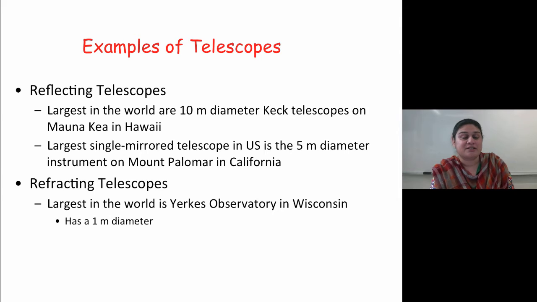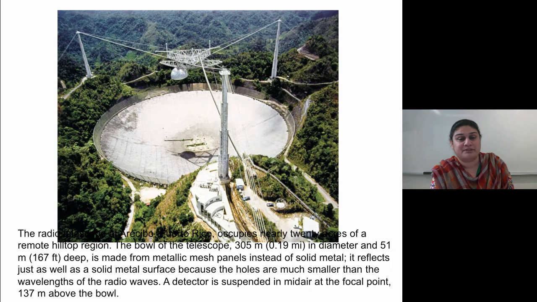Some examples of telescopes. For the reflecting telescopes, the largest ones are about 10 meters in diameter. It's the Keck telescopes in Hawaii. The single mirror telescope in the U.S. has a 5 meter diameter, and it's on Mount Palomar in California. For refracting telescopes, the largest in the world is at the Yerkes Observatory in Wisconsin, and it has about a 1 meter diameter.